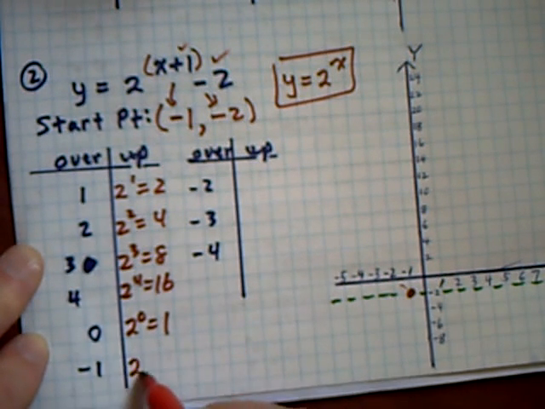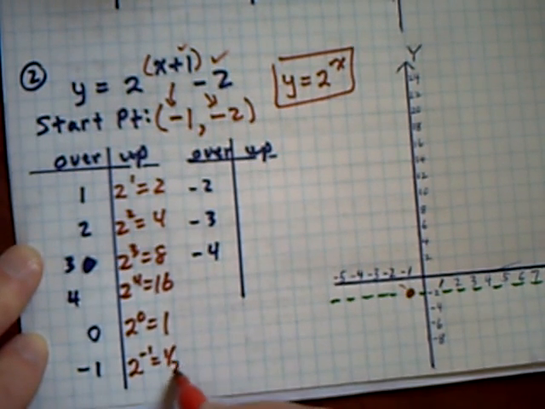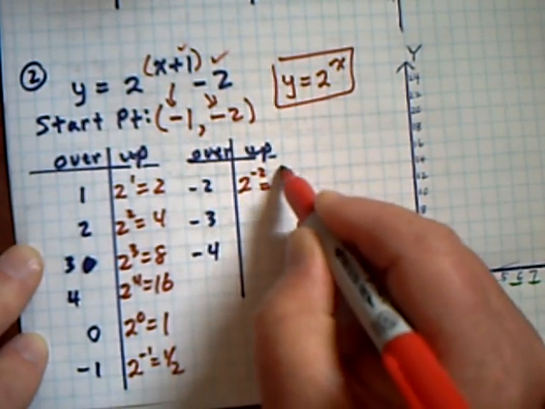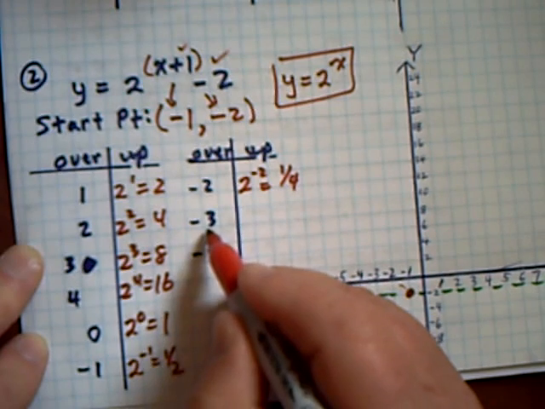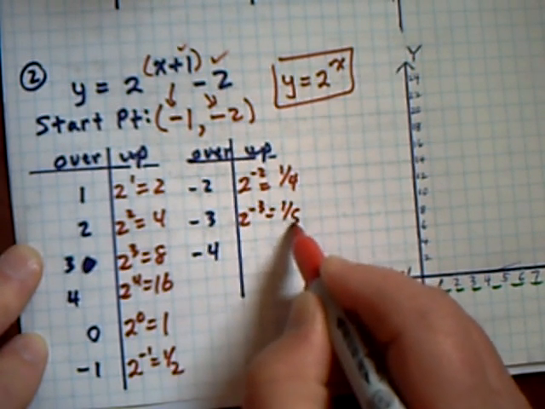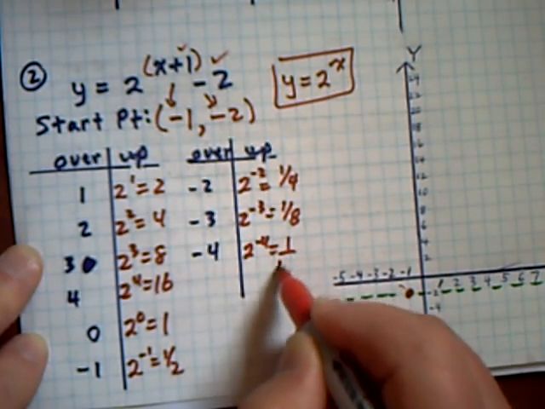Left 1, I'm going to go still up 2 to the power negative 1, but that's equal to a half. Left 2, 2 to the power negative 2 equals a quarter. Left 3, 2 to the power negative 3 equals an eighth. And left 4, 2 to the power negative 4 equals a 16th.